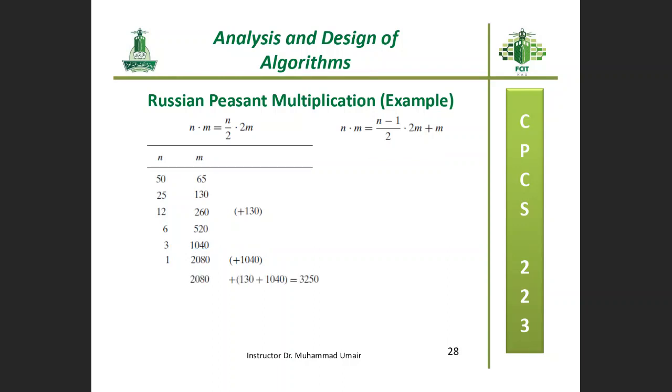Now you will add all these values which were added. So 2080, 130 and 140. If you add them up, the answer will be 3250, which is actually the multiplication of 50 and 65. Is that clear?